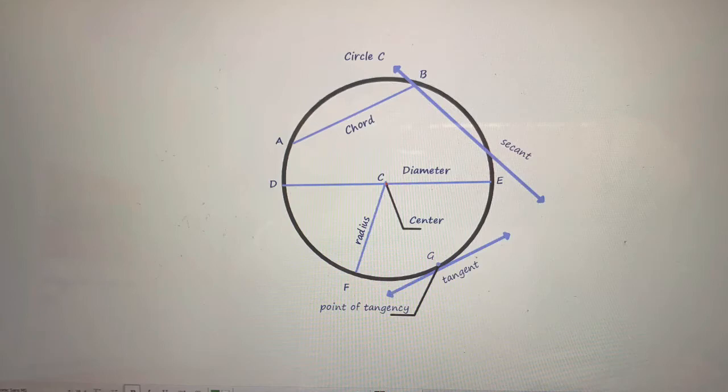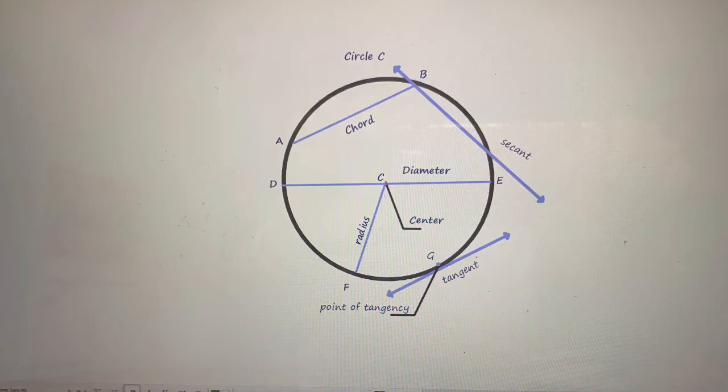Today we have Circle C, and as you see Circle C, there are some things that you may not recognize. One of them is called a chord. A chord is a segment that goes through the circle, but not necessarily at the center.